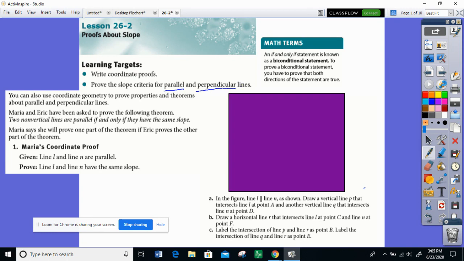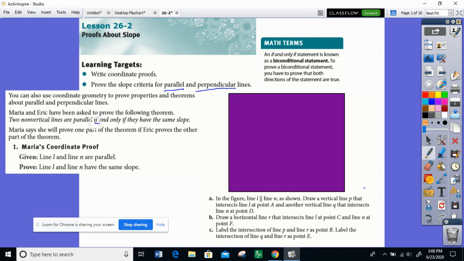So in the last activity, we used coordinate proofs to prove that the midpoint formula is valid. And today we're going to prove properties and theorems about parallel and perpendicular lines. So Maria and Eric have been asked to prove the following theorem. Two non-vertical lines are parallel if and only if they have the same slope.